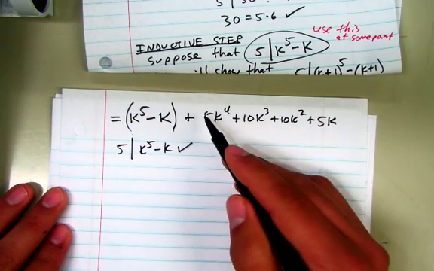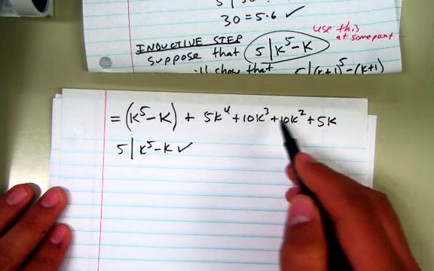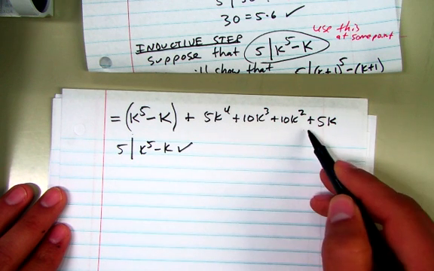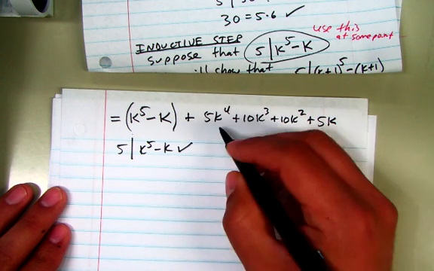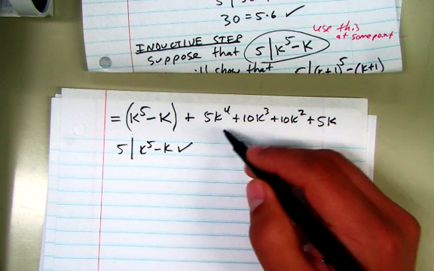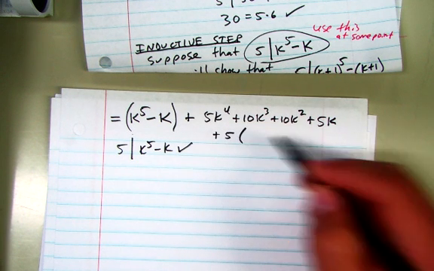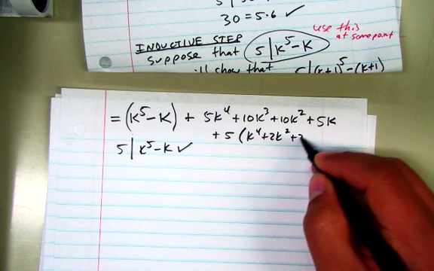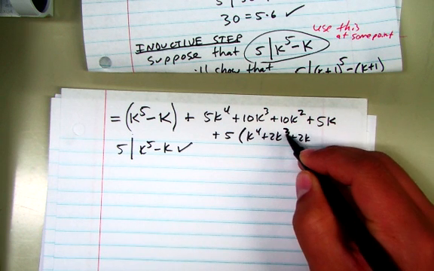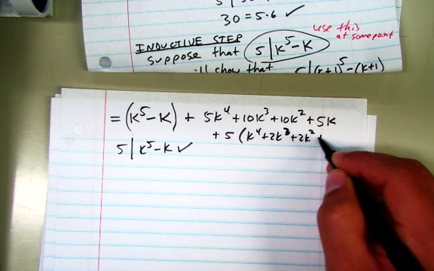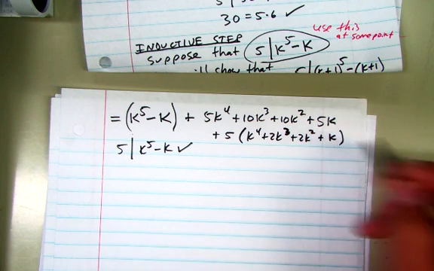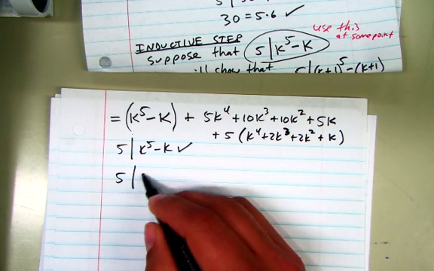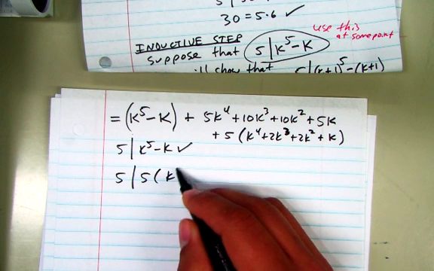Does 5 go into all of these? Yep. Why? They're all multiples of 5. So if I factored out a 5, we get k to the 4 plus 2k cubed, I'm sorry, plus 2k squared plus k. 5 definitely divides 5 times all of that, because it's a multiple of 5.